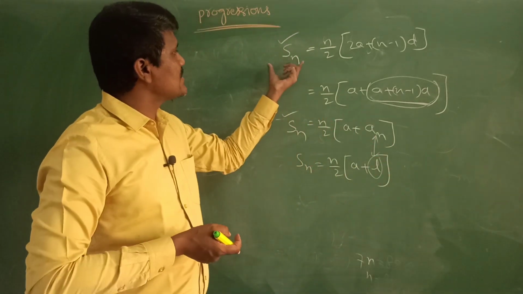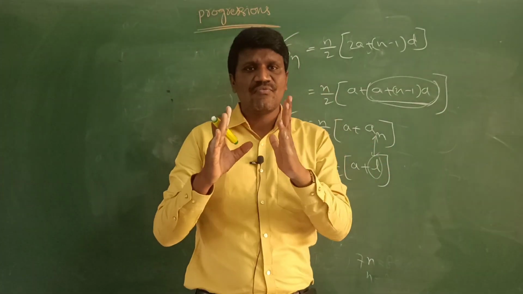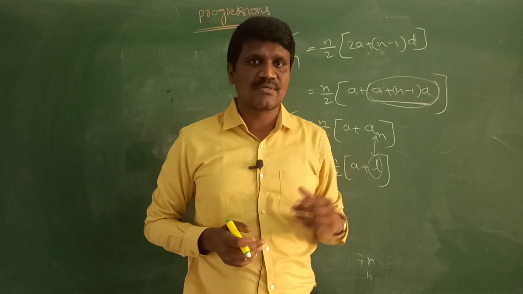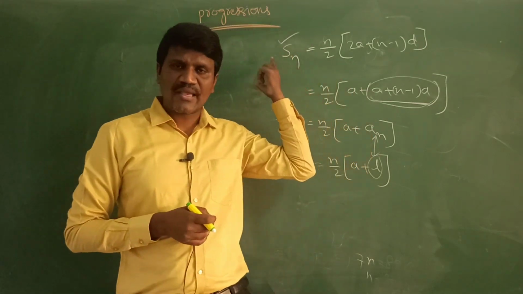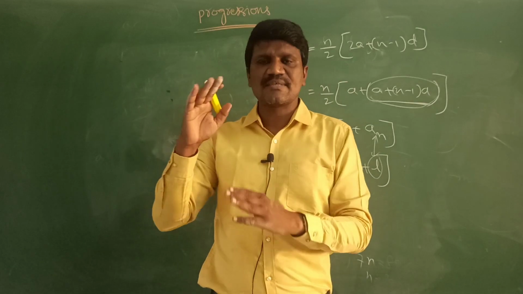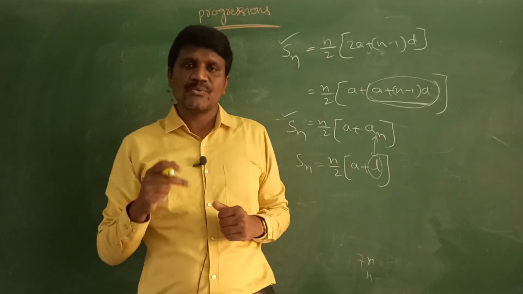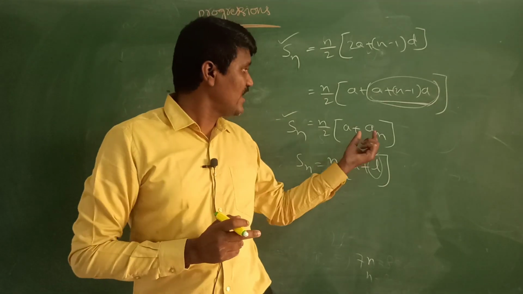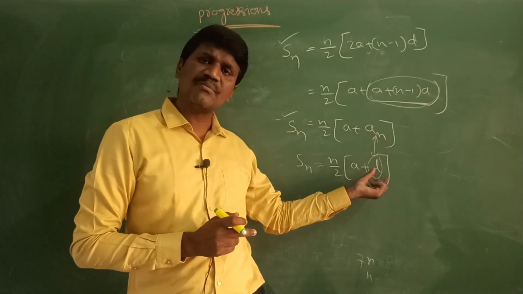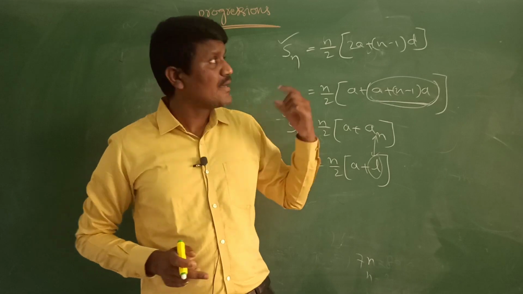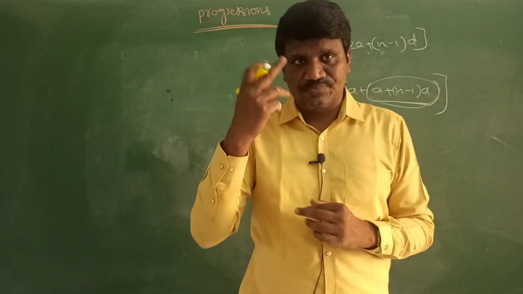Okay students, so this is the formula for the sum of n terms. Sn is equal to n by 2 into 2a plus n minus 1 into d, or else Sn is equal to n by 2 into a plus an, where an is the last term, or sometimes they write l also. Right students? So here is one more term.